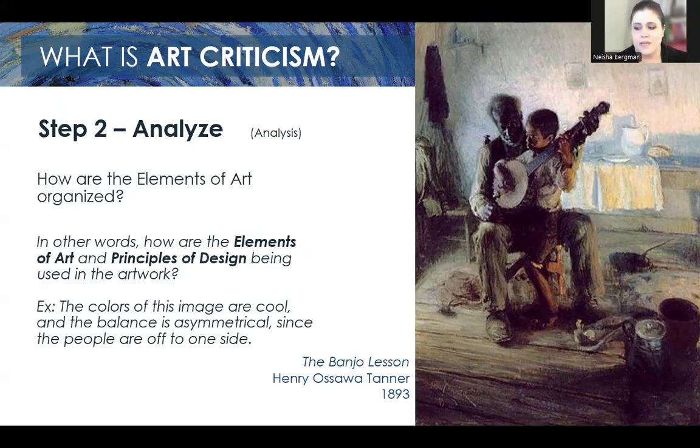The balance is asymmetrical. All right, so analyze is when you start breaking it down a little bit further. How is it actually being applied? How did the artist use line? How did they use shape? How did they use color? Okay, so we need to get into that breakdown there.